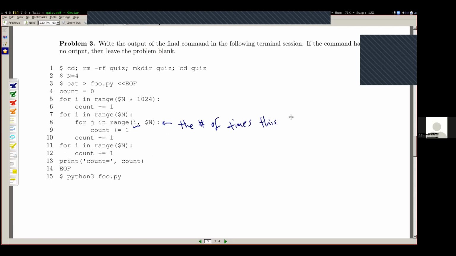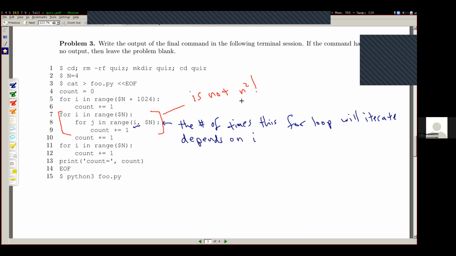this for loop will iterate. So it's really this line right here, line 9. How many times line 9 will run depends on i. So we can't actually say that this is n squared. We can't say that it's equal to n squared, because we're not starting at 0 each time. We're starting at some other number.